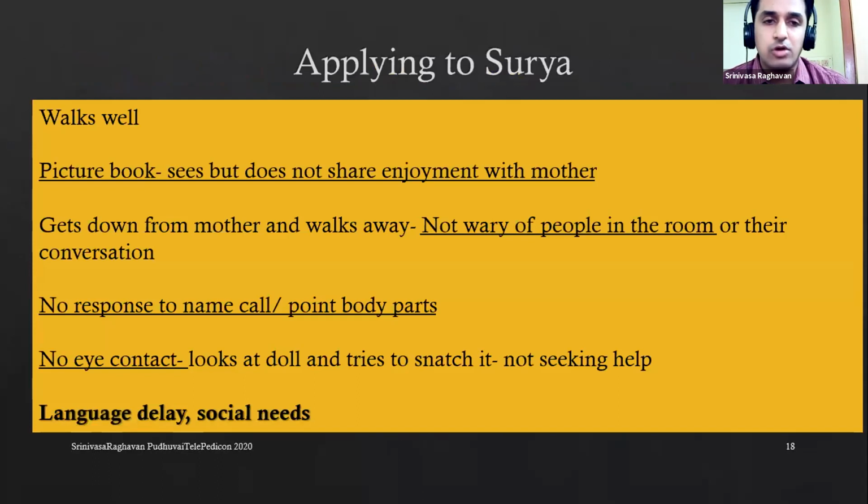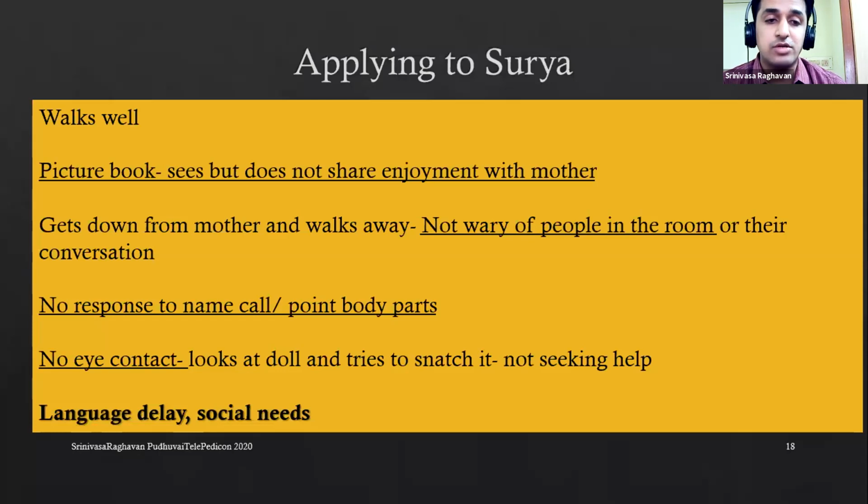Surya is able to walk well. There are no gait problems. He enjoys the picture book, but does not share enjoyment with the mother by pointing to the pictures and other things. As soon as he gets inside the room, he gets down from the mother and walks away, and is more interested in the things in the room than the people in the room. And as the mother calls him, "Surya, inge paru, tala inge kami," when she calls, there is no response to name call. He does not point to body parts here.